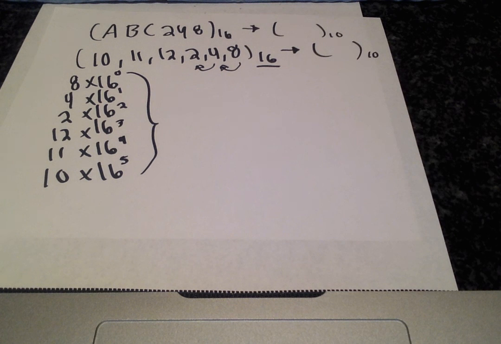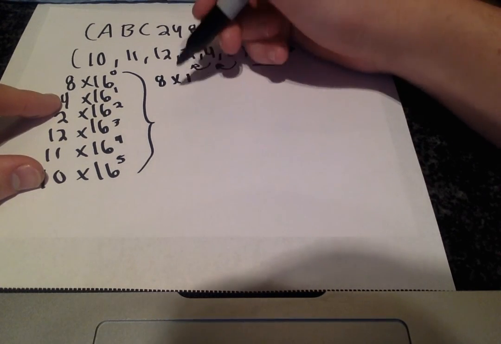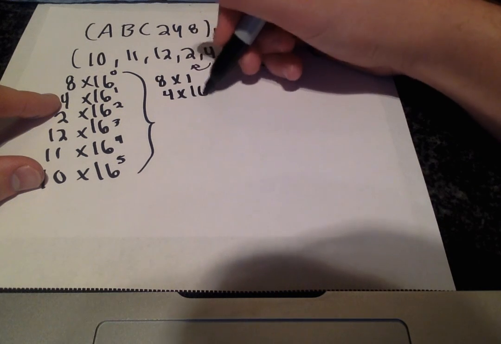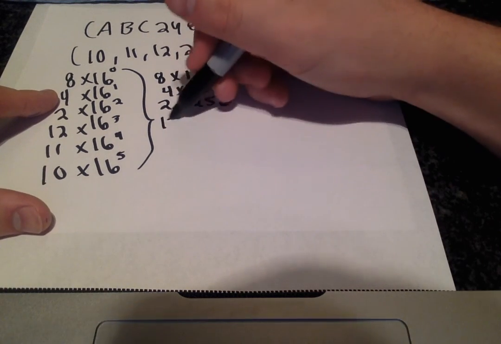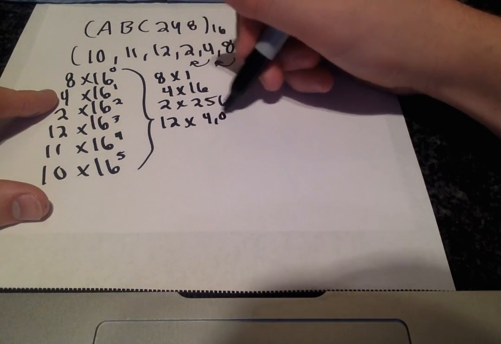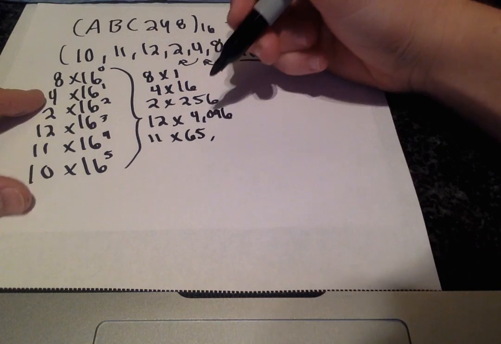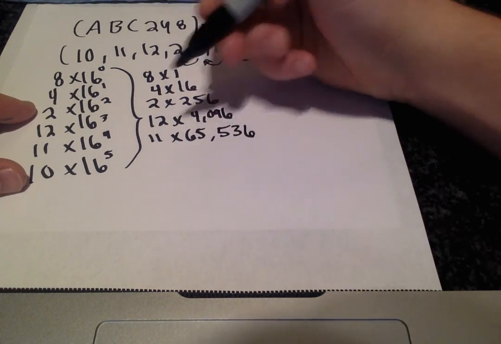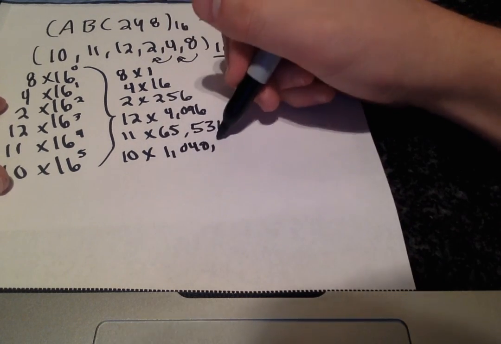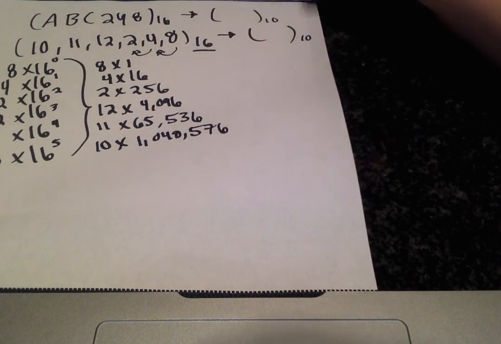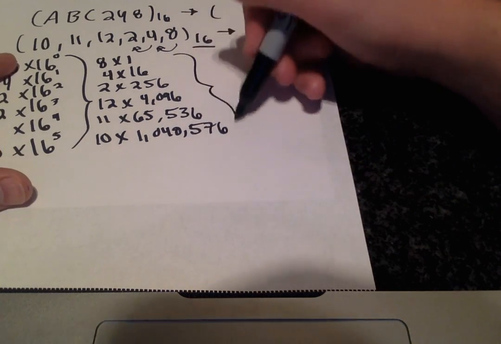So there's quite a few steps here, quite a few calculations. 8 times 1, 4 times 16, 2 times 256, 12 times 4,096, 11 times 65,536, and then 10 times 1,048,576. Okay, so all these can be rewritten one more time.